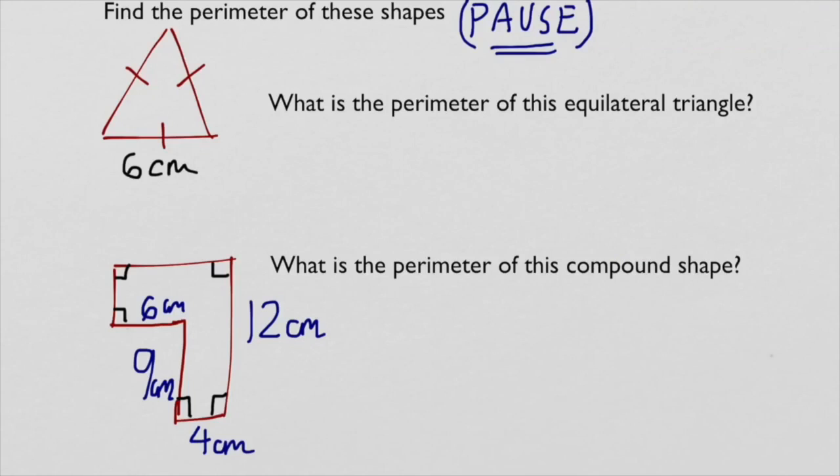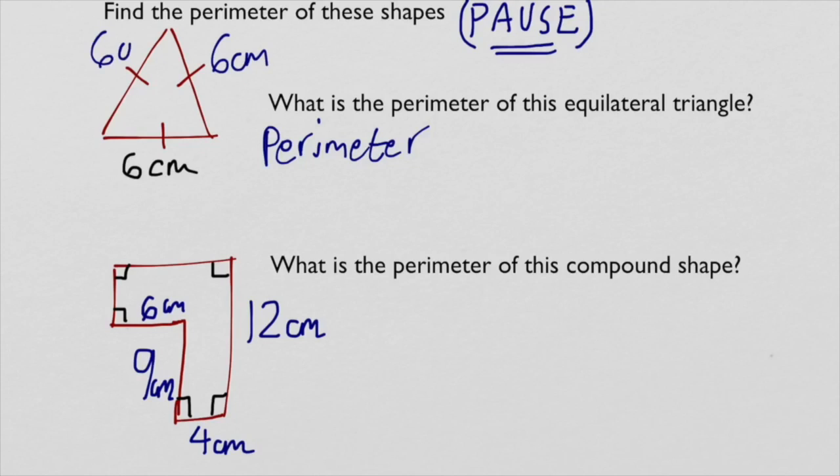Okay, so let's go through the first one. So I'm going to make an equation. Perimeter equals, let's work out what each length is. If that's 6, the other two sides have to be 6 centimeters as well. So my perimeter equals 6 plus 6 plus 6, which equals 18 centimeters.